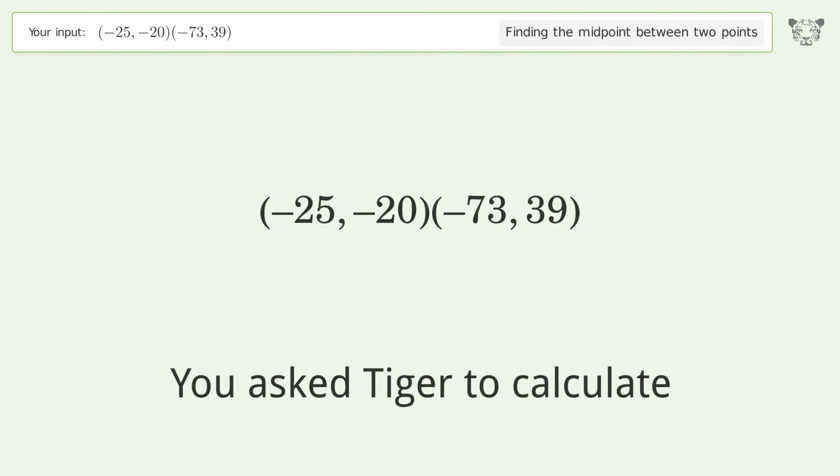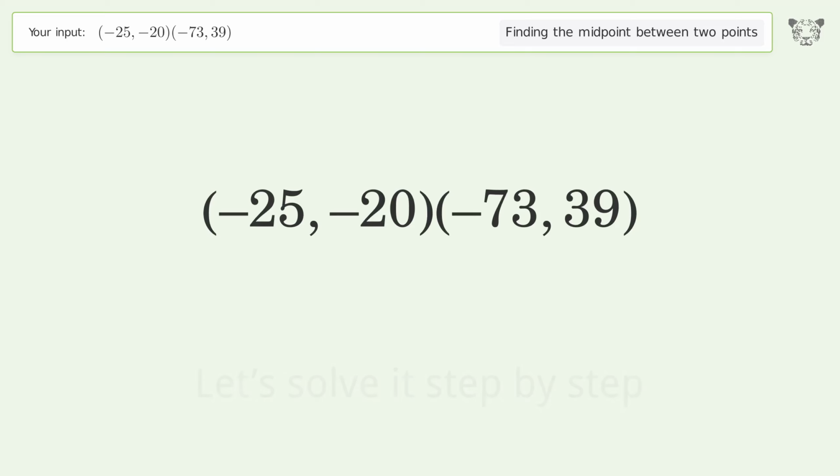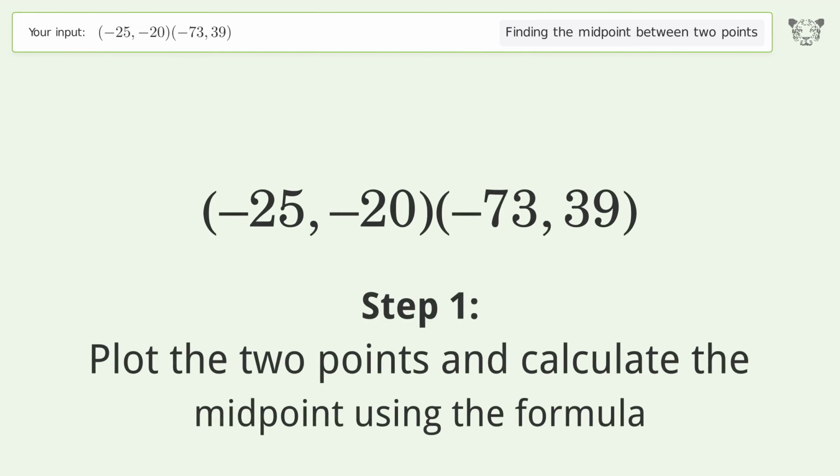You ask Tiger to calculate. This deals with finding the midpoint between 2 points. The midpoint between the 2 points is -49, 9.5. Let's solve it step by step. Plot the 2 points and calculate the midpoint using the formula.